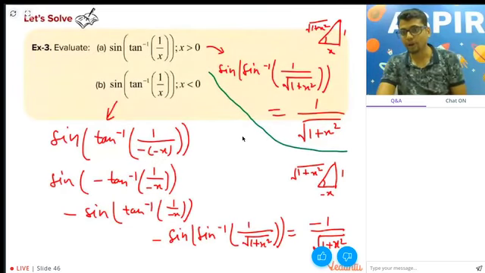How did we replace tan with sine? Hey, tan is perpendicular by base and sine is perpendicular by hypotenuse. So I am seeing this as perpendicular by base, so it is perpendicular by hypotenuse. That's it. Okay, Daksh is saying got my mistake. Okay, fine.